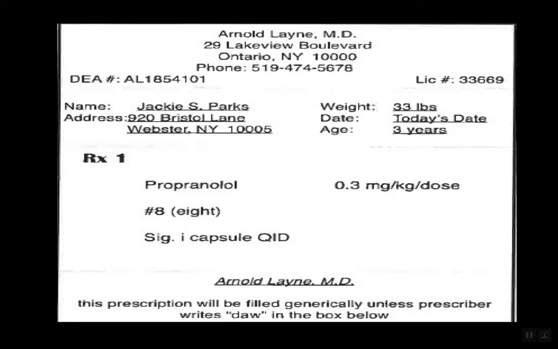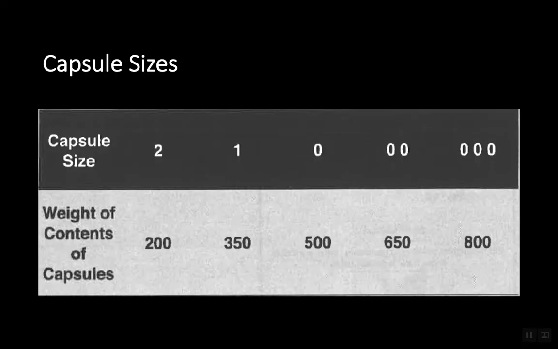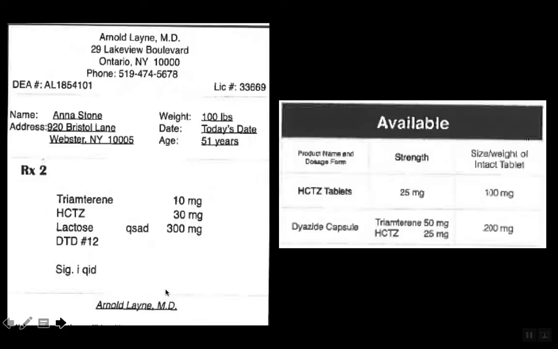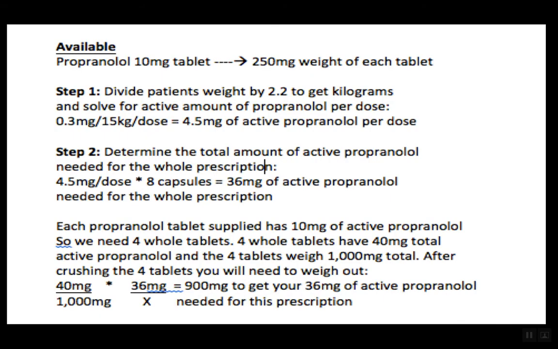So I got 112.5. So if we go back, you're going to see that you could use capsule size number two, and you're going to pack eight capsules, and each one is going to have about 112.5 milligrams of crushed propranolol powder.